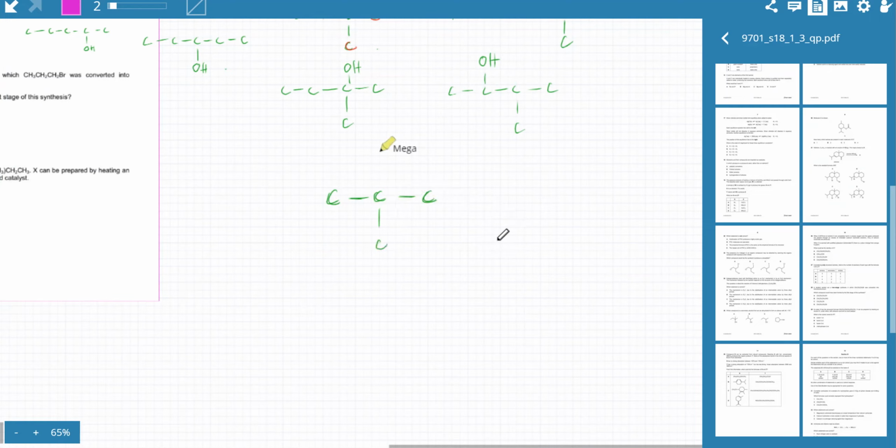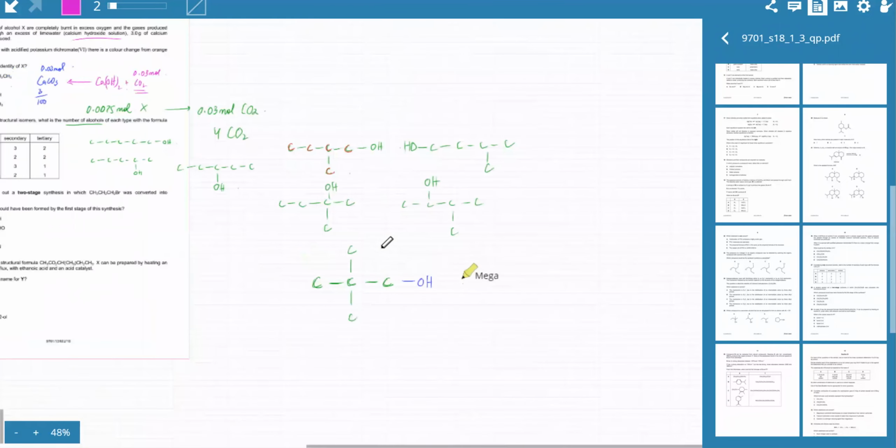So the last one is three carbon atoms in a line, and the middle carbon atom has two. That's the only possibility, right? And it will have only one isomer because putting OH at any position, like you can't put OH over here because the bonds are already complete. Putting OH over here, over here, or over here, it's going to be the same thing. So these are all the possible isomers.